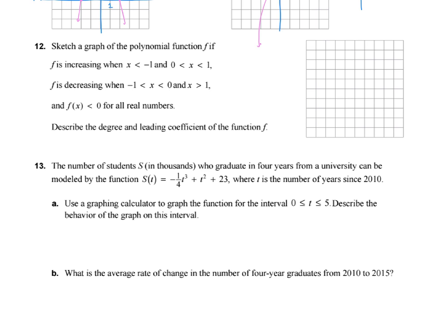Sketch a graph of a polynomial function if f is increasing when x is less than negative 1 and also between 0 and 1. F is decreasing when x is between negative 1 and 0 and when it's greater than 1. And f of x is less than 0 for all real numbers. Okay, so based on this, the most important thing I see here right now is this part here. F of x is less than 0 for all real numbers.